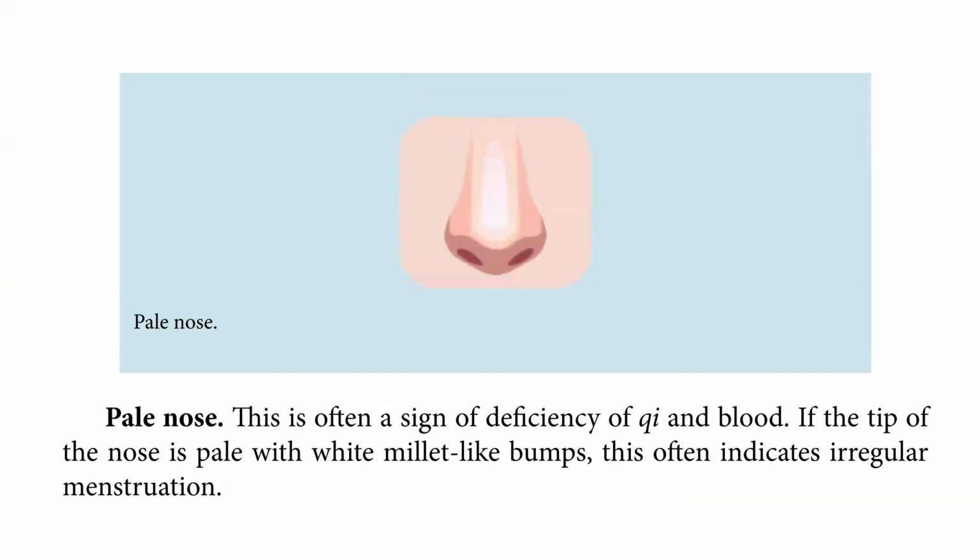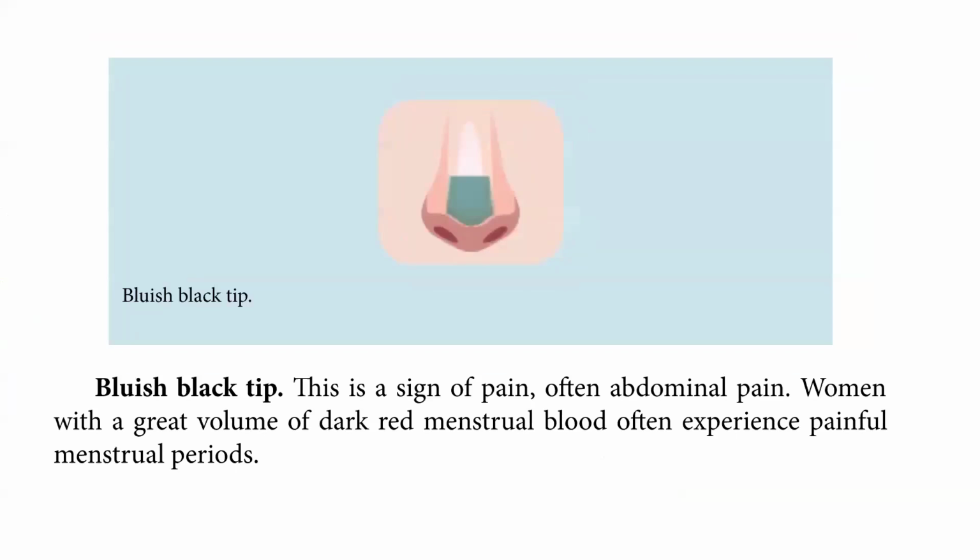And here in this illustration, we see a pale nose. This is often a sign of deficiency of qi and blood. If the tip of the nose is pale with white millet-like bumps, this often indicates irregular menstruation.